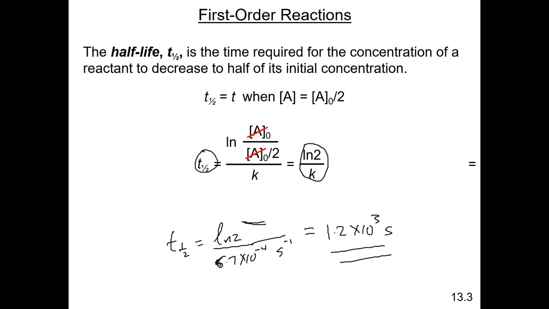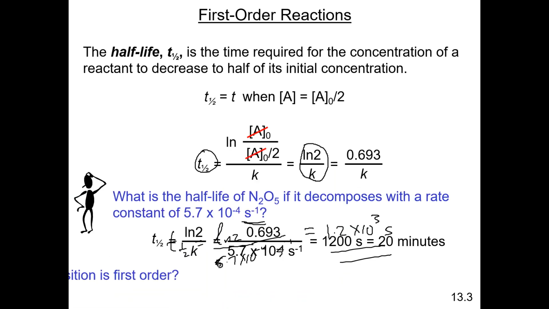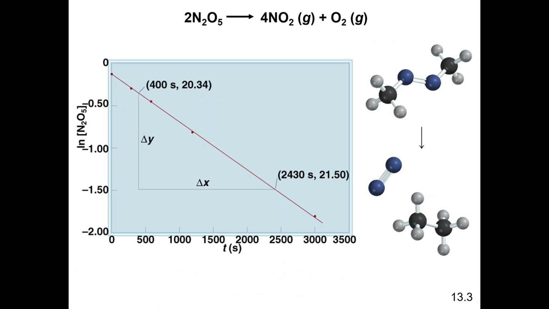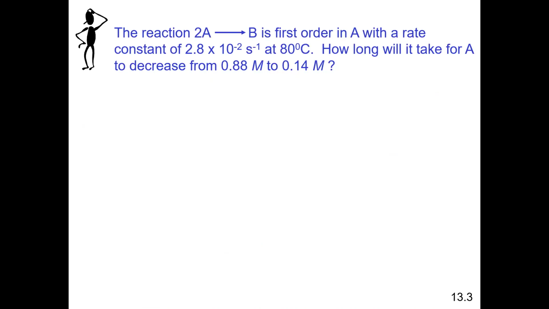And that is what is being demonstrated in a real example here in the case of the reaction of dinitrogen pentoxide reacting to form nitrogen dioxide and oxygen. When you plot the natural log of N2O5 versus time, you get a line with a negative slope, and you can use the slope to determine the rate constant, and the intercept on the y-axis is equal to the natural log of the initial concentration of the N2O5.